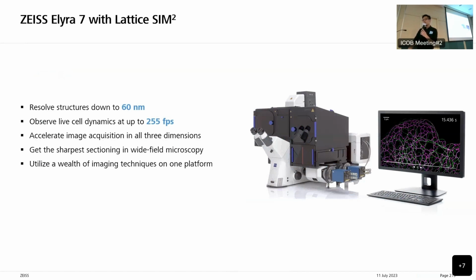You can image these kinds of samples even in time series, because instead of using a photomultiplier detector, ELYRA 7 uses a CMOS camera. So that's why we can take 255 frames in merely 1 second. So every fast event of live cells can be documented by using the ELYRA 7, and you can also have very high resolution, no compromise.